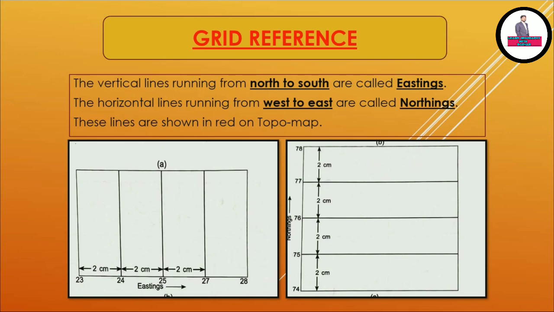23, 24, 25, 26, 27. It's supposed to be 26 and 27 is misprinted from the textbook. So don't be confused by that. Then when we see northings, they are the horizontal lines. You could see it is running from west to east. And the numbers of these northings are increasing towards the north. 74, 75, 76, 77 and 78. So this is how we know eastings and northings.